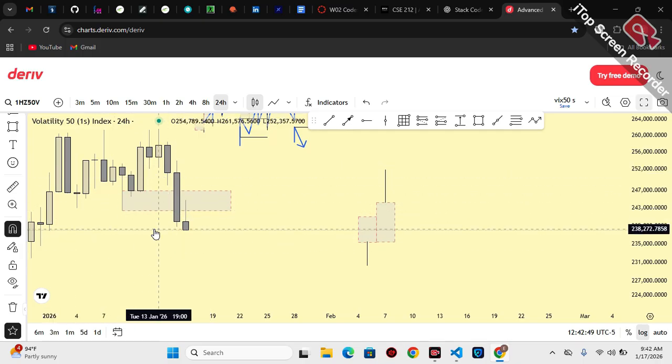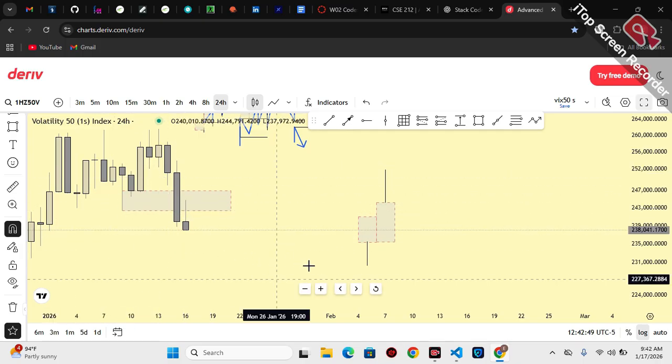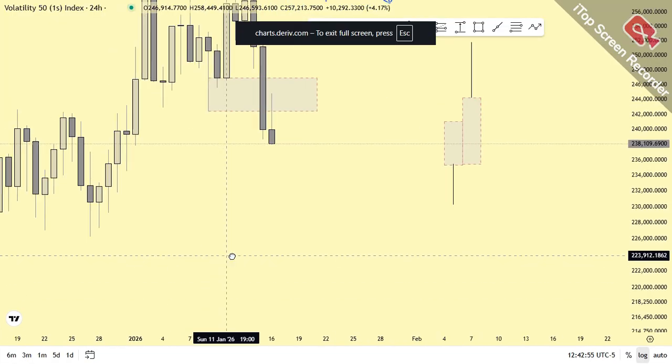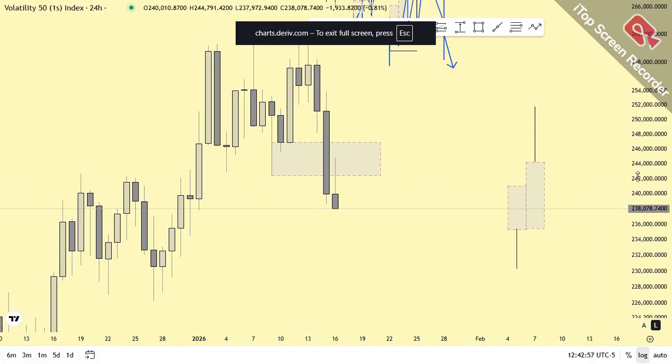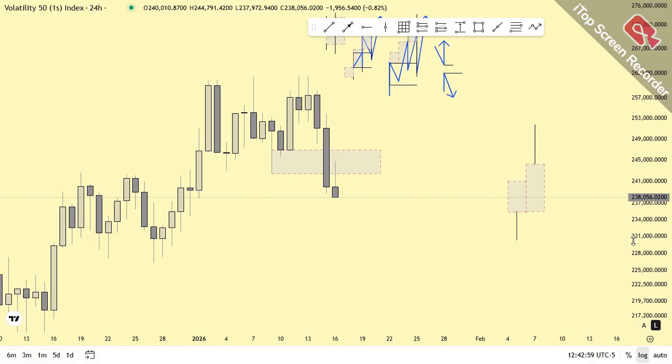You just need to understand candlestick. If you don't understand candlestick, you cannot even learn anything. Okay, it is very important to understand candlestick. I would just advise you to go and learn candlestick.